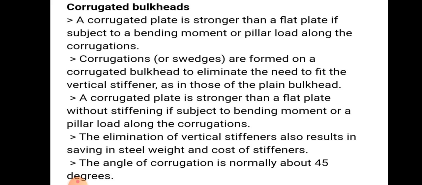Corrugations or swedges are formed on the corrugated bulkhead to eliminate the need to fit vertical stiffeners, as in the case of a plain bulkhead.